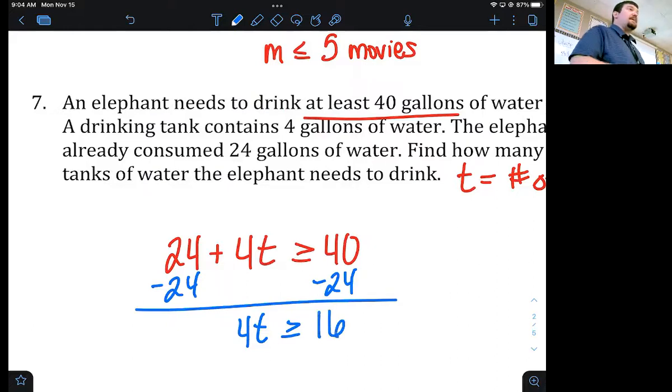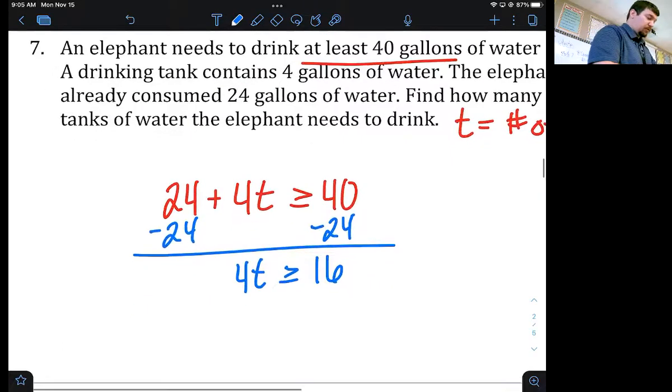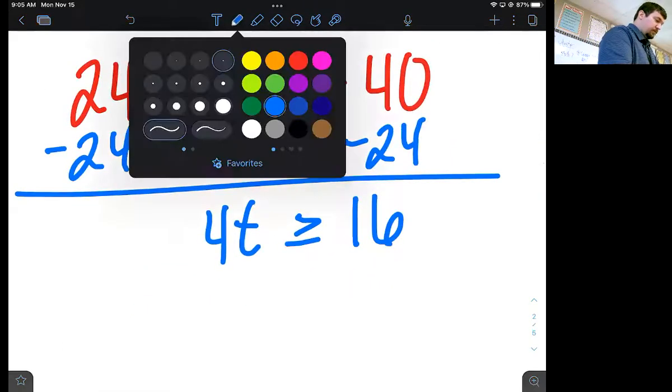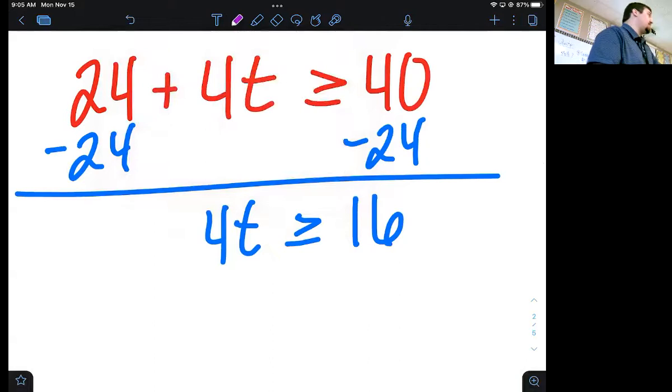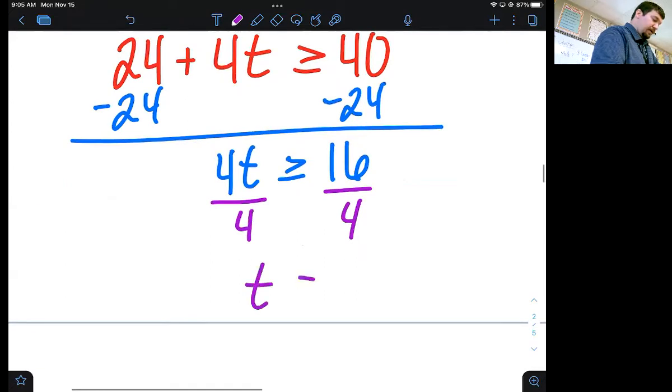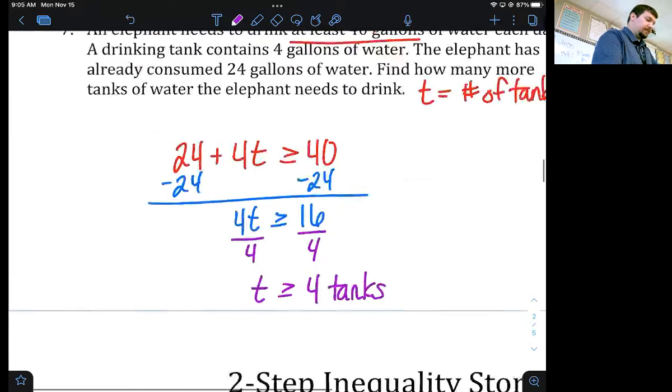Okay. And that means if we're going to have 4 gallons in every tank, Hannah, how many tanks do we need then? You need 16 more gallons of water. Every tank has 4. Yeah, 4 more tanks. T is going to be greater than or equal to 4. And then don't forget to label tanks.